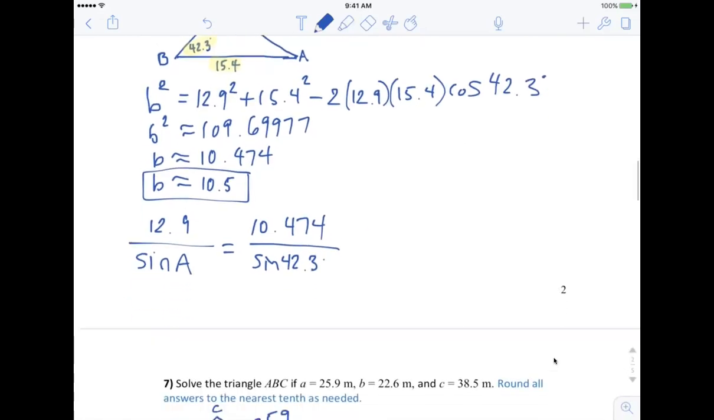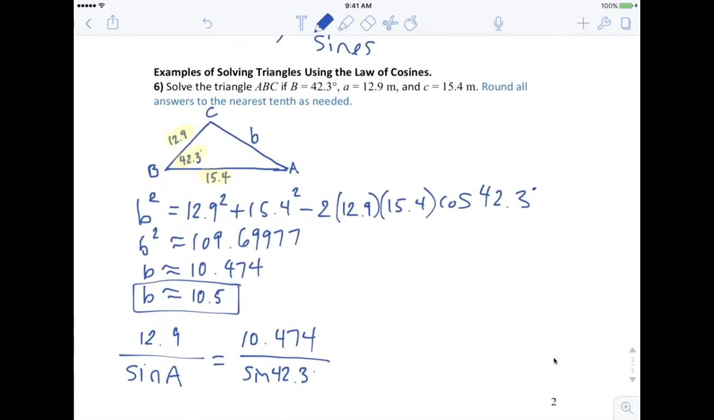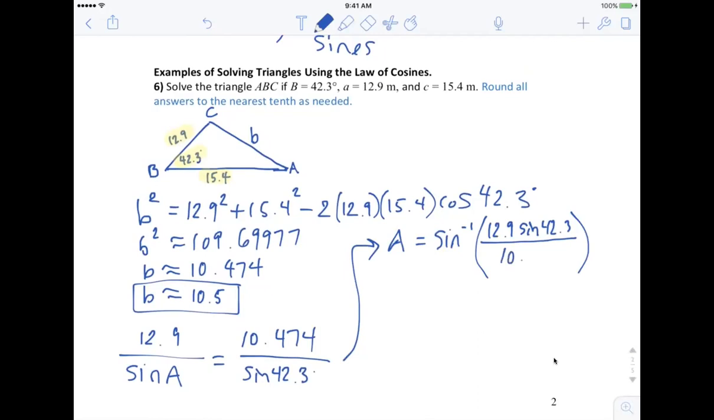And then you know how to solve this one because we've done it in the last section. So I'm going to skip a couple of the algebraic steps and just jump to what A equals. So cross multiply, inverse sine, all that. You're going to get sine inverse of the cross multiplication, 12.9 sine 42.3 divided by that other side, 10.474. Okay, and then calculate that out. A should be about 56 degrees. Okay, and you can verify that. Let me know if that's wrong.